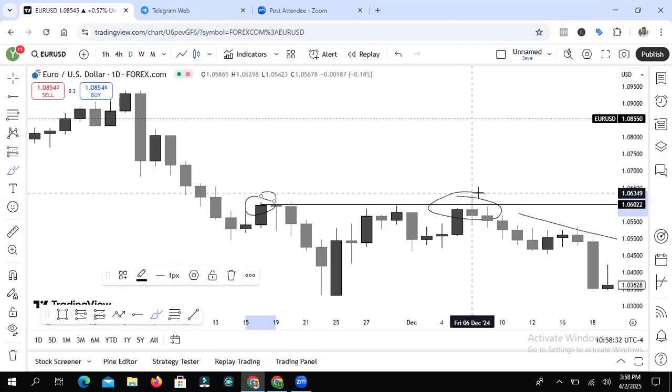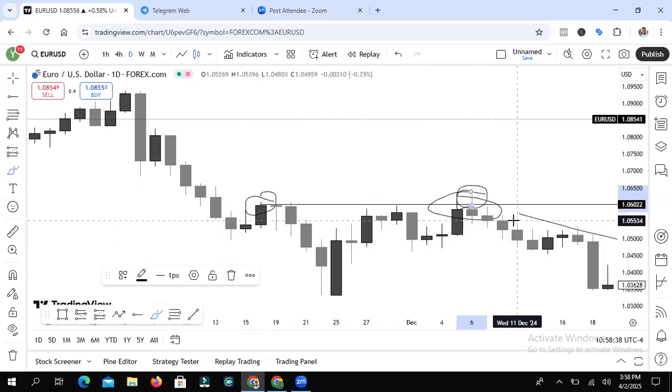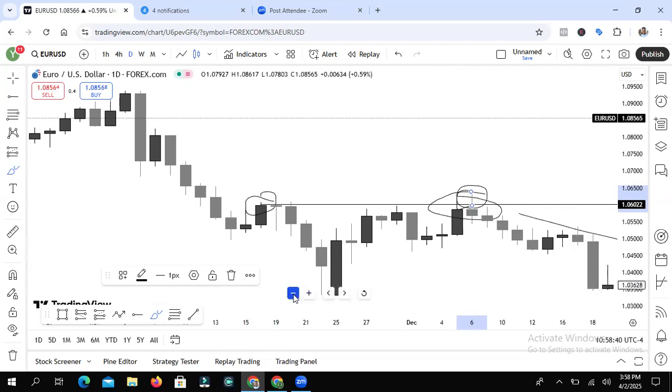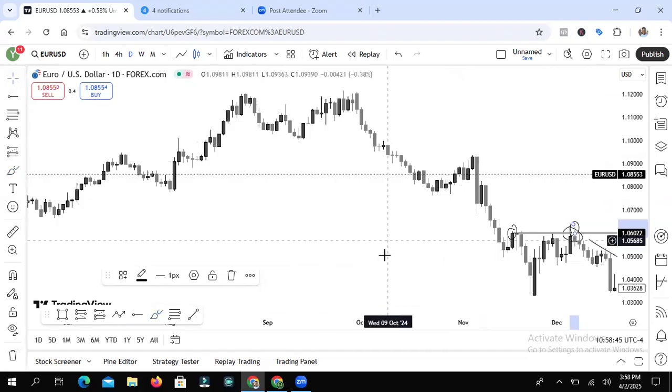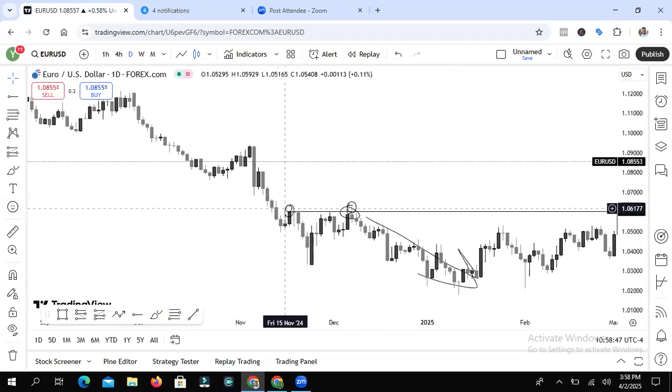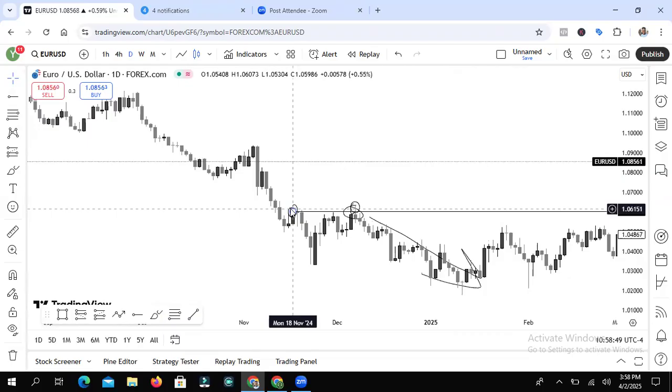You can see the rejection around the zone. It got rejected, and then they traded below it. You can see the drop. The market just continue to push to the downside. We have, like I said, the third one, but I will not really be talking about that one. We really don't need it.